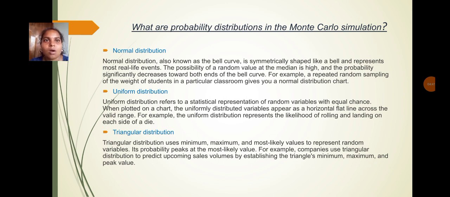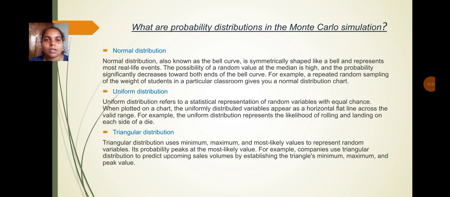Normal distribution, also known as bell curve, is symmetrically shaped like a bell and represents most real life events. The possibility of a random value at the median is high and the probability significantly decreases towards both ends of the bell curve. For example, a repeated random sampling of the weight of students in a particular classroom gives you a normal distribution chart. In uniform distribution, this refers to the statistical representation of random variables with equal chance.